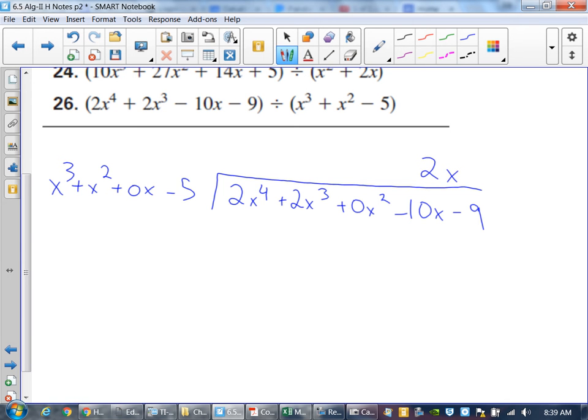I put it above the x. Distribute across, we get 2x to the 4th plus 2x cubed plus 0x squared minus 10x. We got that, right? Subtract everything through, and I get a 0, which is fine. Drop down the 9.